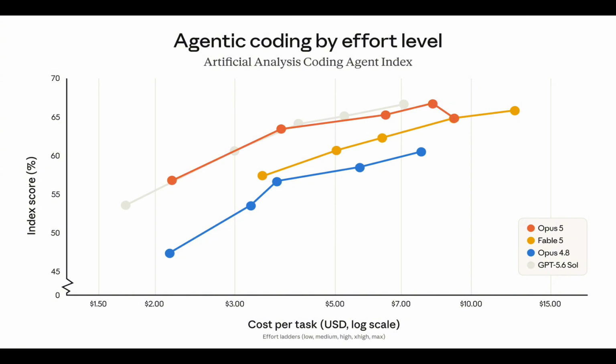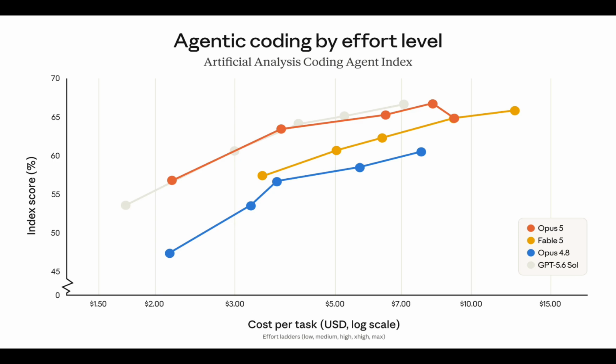Finally, let's look at AACAI. The results there are more mixed. Overall, Opus 5 scores above Fable 5 except at the max setting. Its cost is also noticeably lower in most cases, except at high and X-high. At the high setting, Opus 5 is actually more expensive than Fable 5.